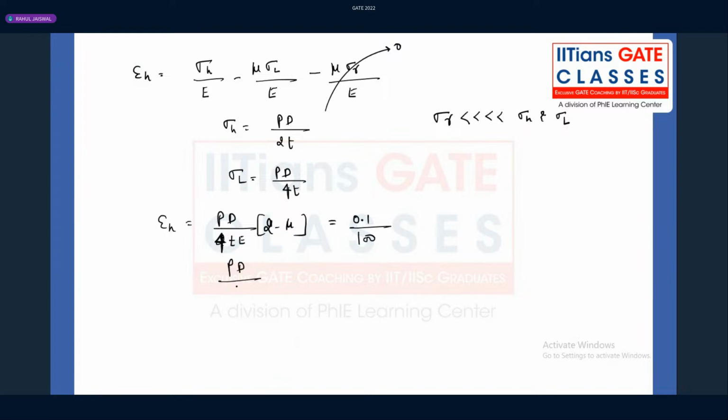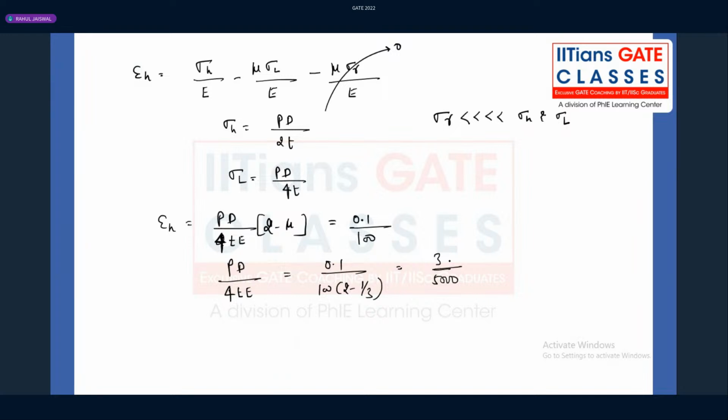From here, we can calculate PD divided by 4TE equals 0.1 divided by 100 into (2 minus 1 upon 3). If you try to calculate what you can get from here, 2 minus 1 upon 3 into 100, so you are going to get 3 divided by 5000.